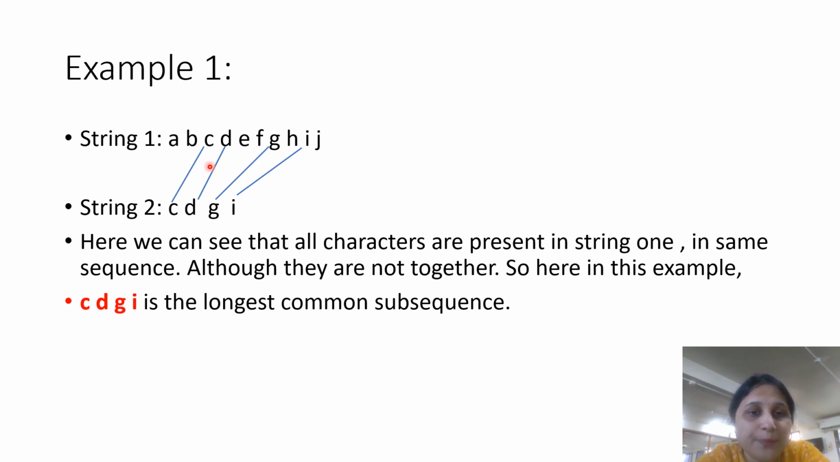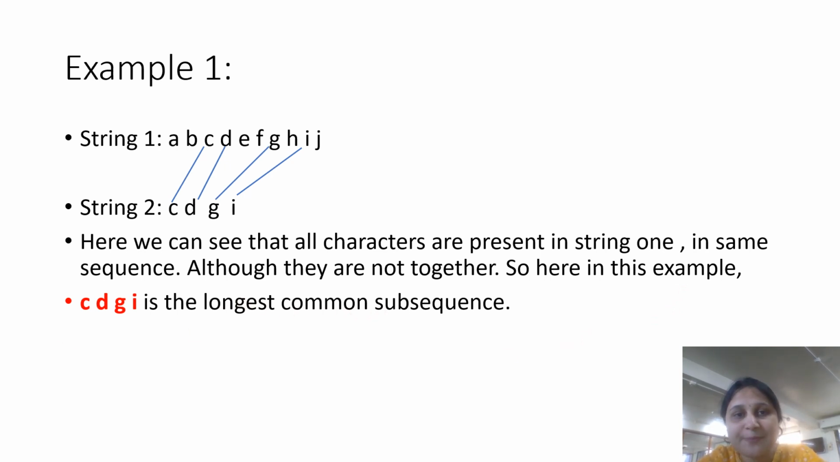Similarly, D is appearing in both the strings after C. Similarly, G also. Though there are E and F in between D and G, they are not coming before D or before C. So it is considerable. In this way, we can see that CDGI is the longest common subsequence. Here we can see that all the characters are present in string 1 in the same sequence, although they are not together. Okay, so CDGI is the longest common subsequence.